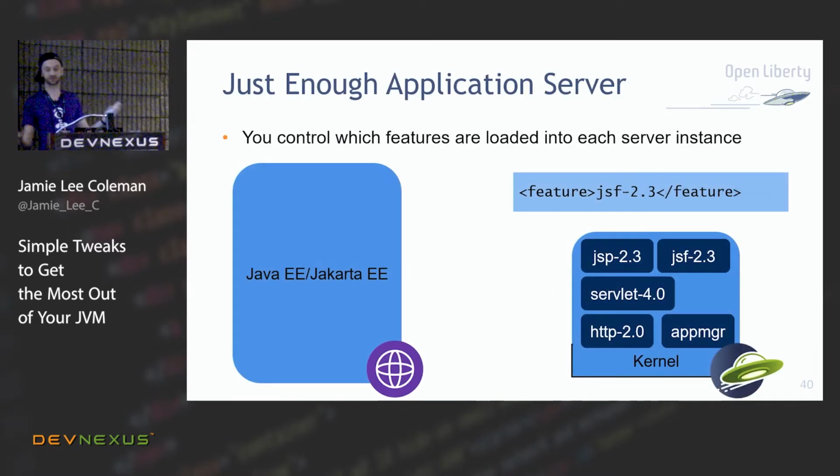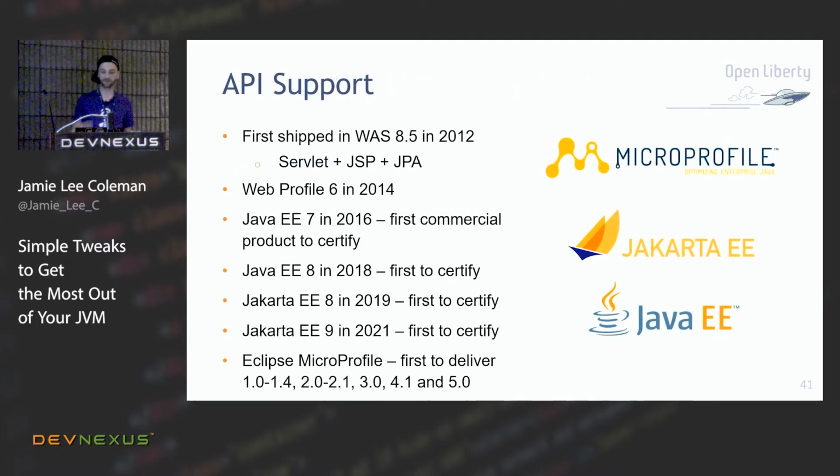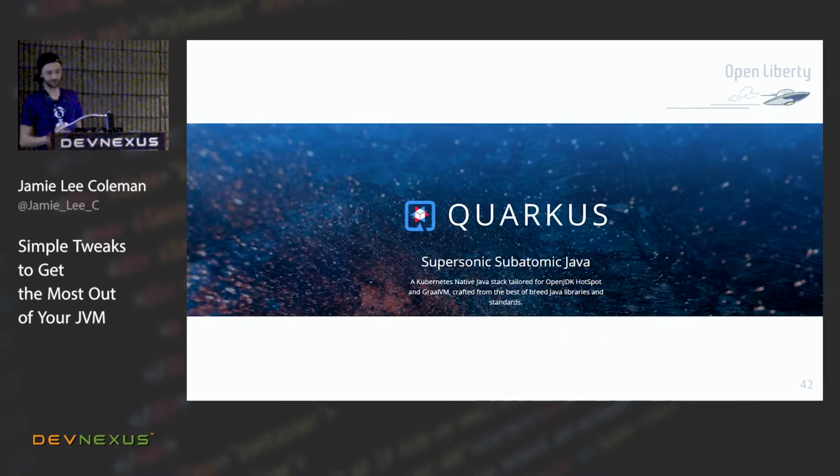So like I mentioned, just enough application server. You pick the specs you want. It starts off very small, I think it's less than 100 meg, and then you add in the functionality and the features you require. Like I mentioned, we were like the first to commercially support, the first to certify for lots of different specs, so MicroProfile, Jakarta EE. Right, so that's OpenLiberty. And now I'm going to talk about Quarkus.